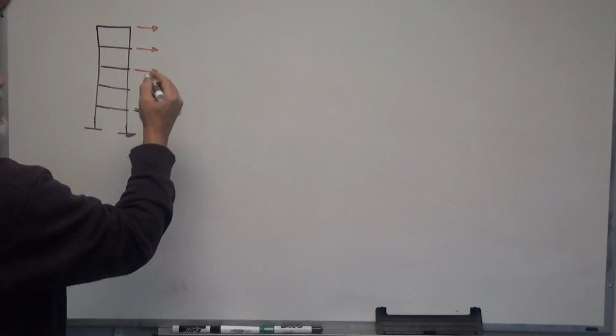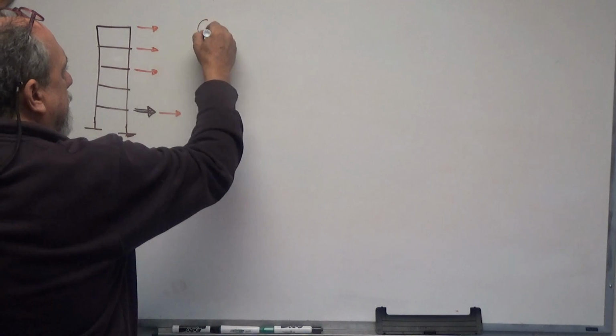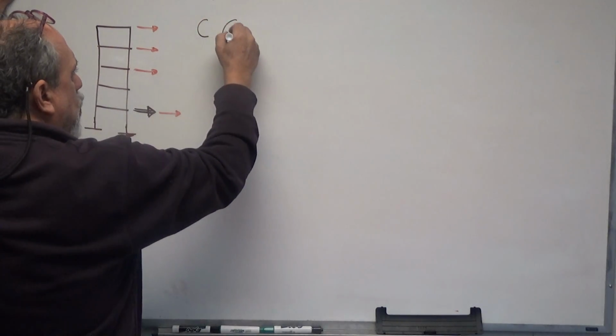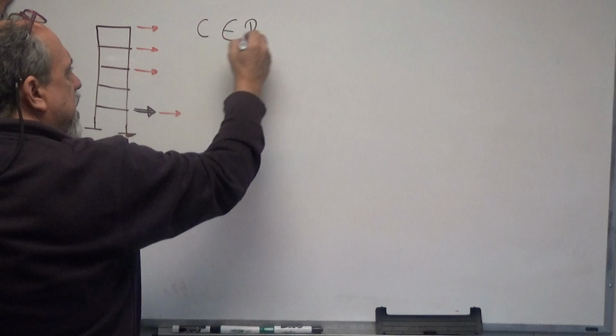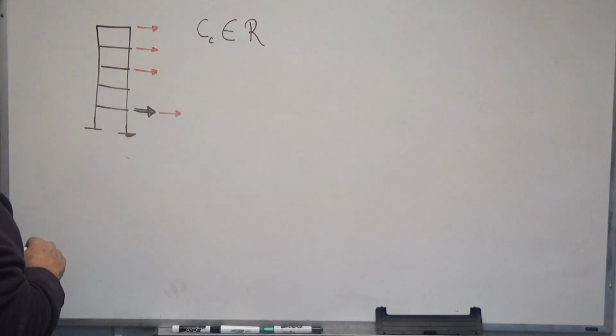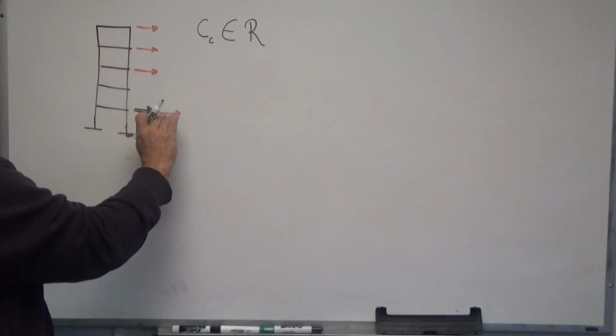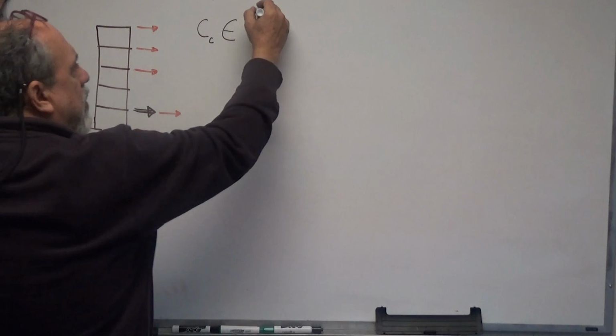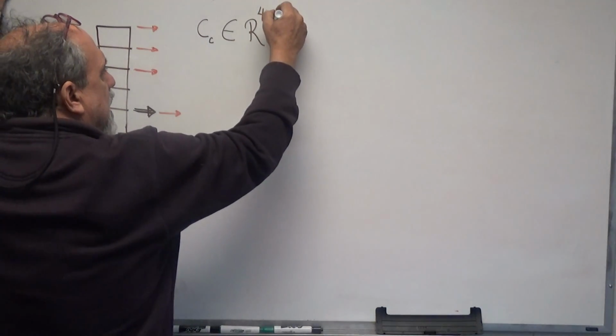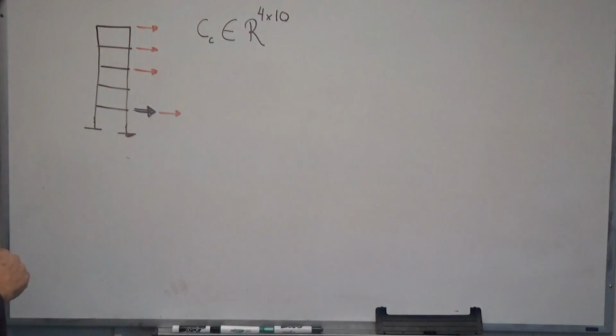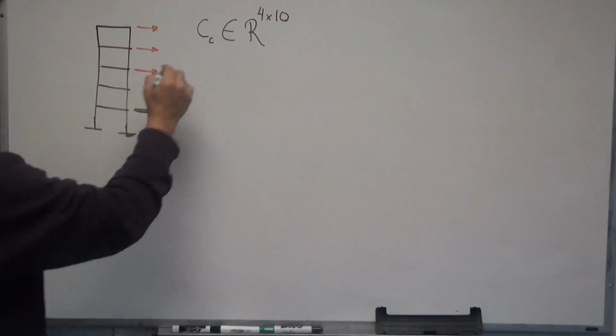Our C matrix would belong to real in continuous time after passing it, right? And it would have how many rows? 1, 2, 3, 4, right? So it would have 4 rows and 10 columns. That's what our C matrix would be.